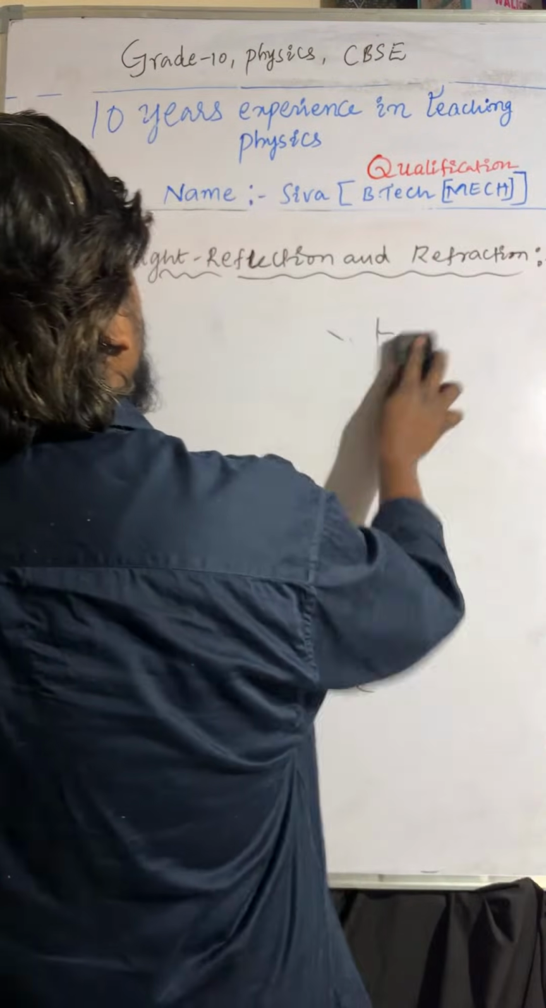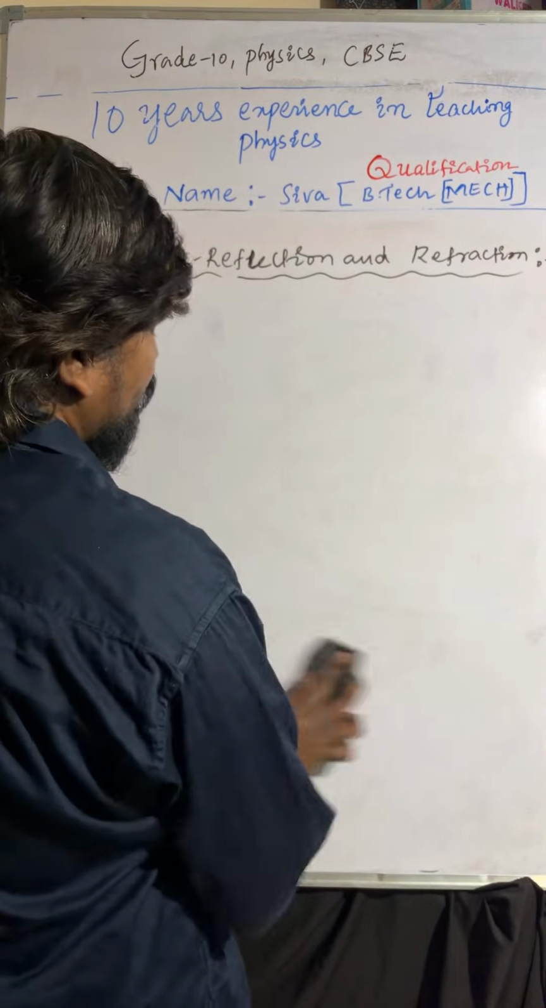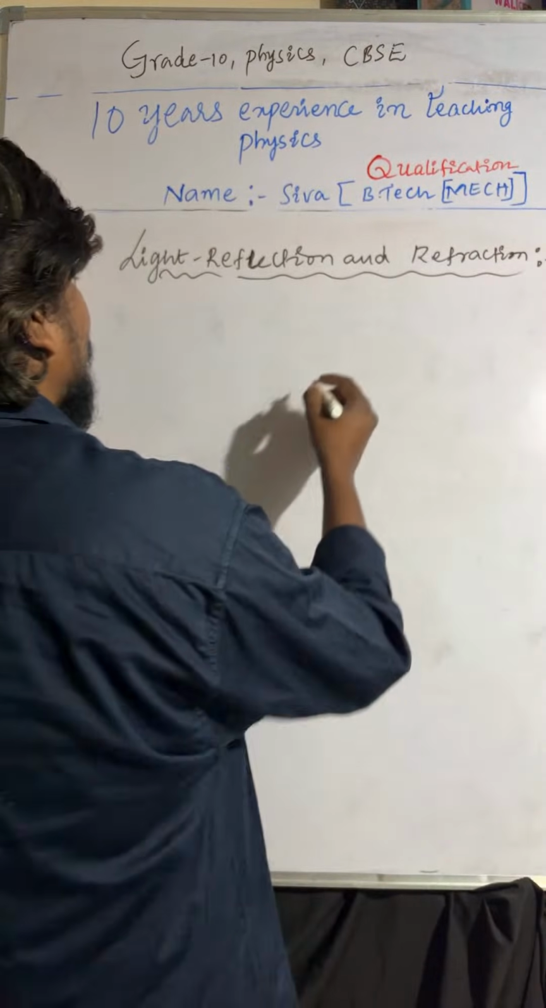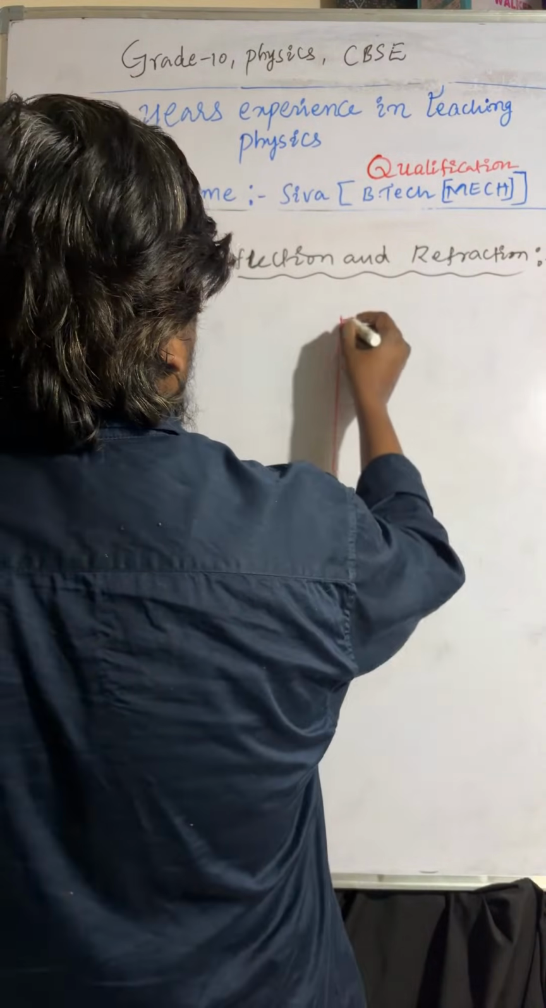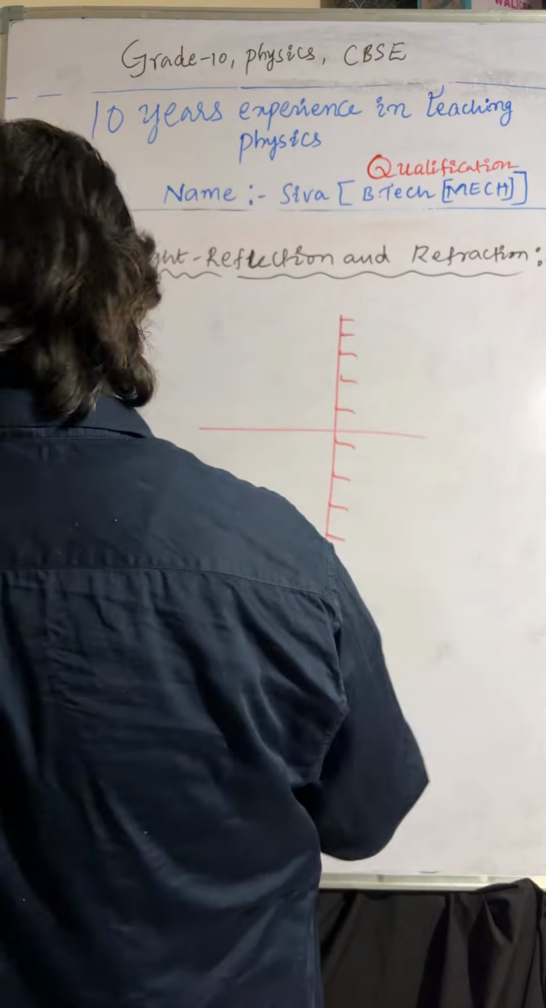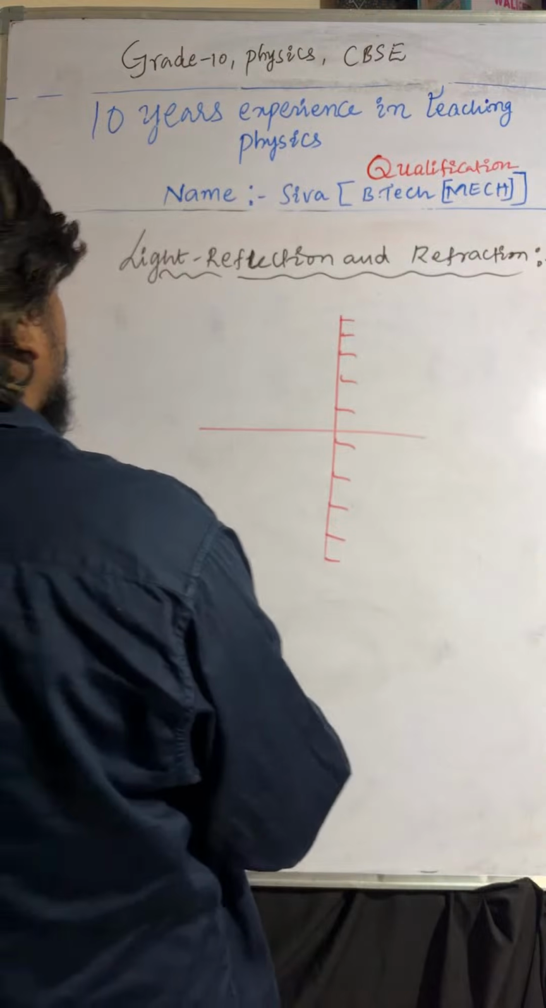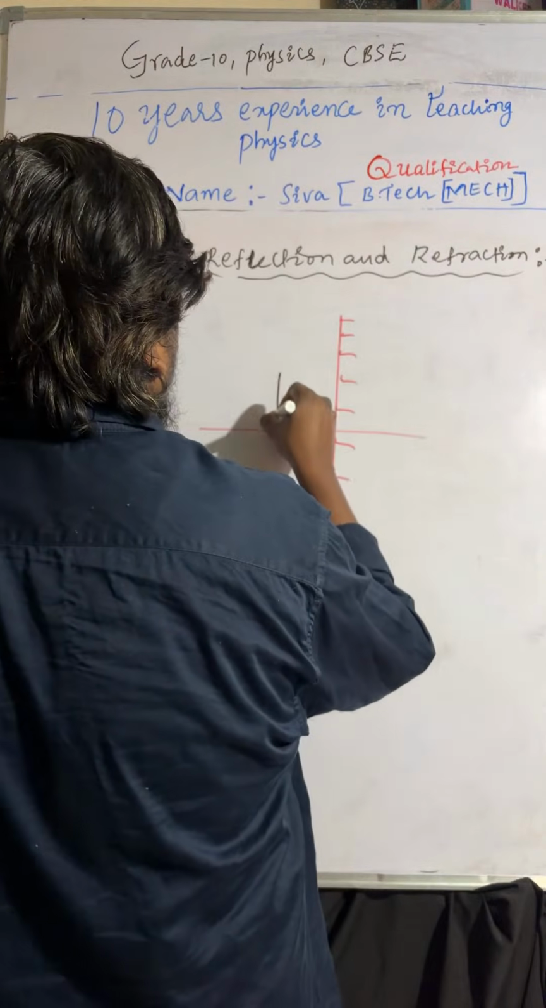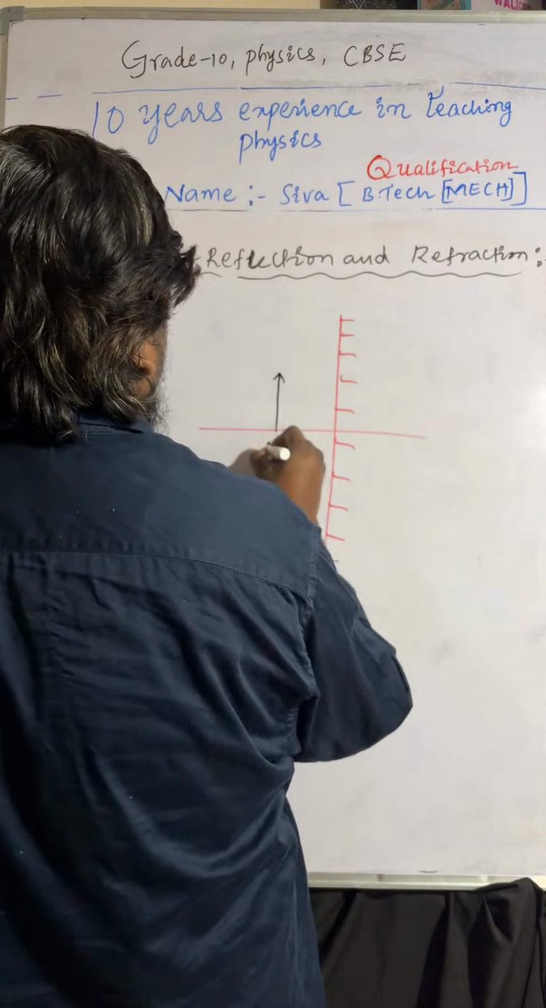So next one, we will discuss one more topic, that is the nature of the image formed by the plane mirror. So here you can take this as the object. I am taking the object AB.